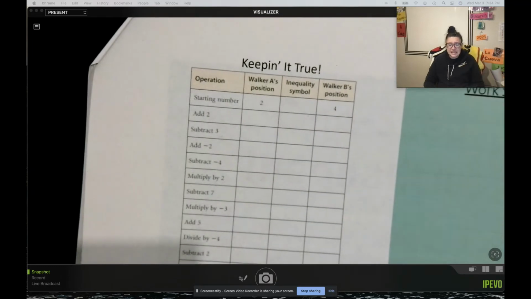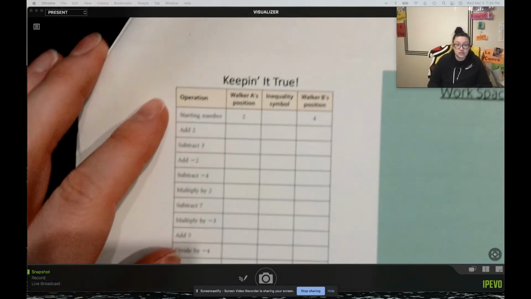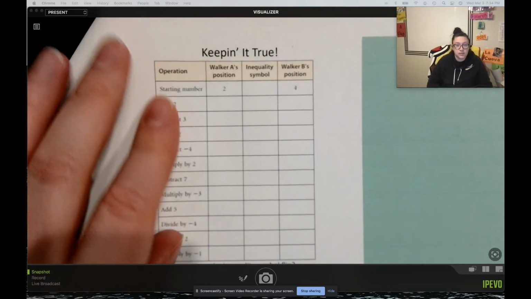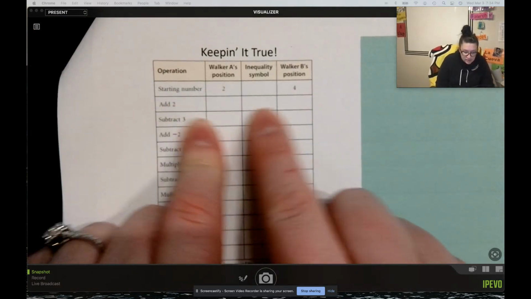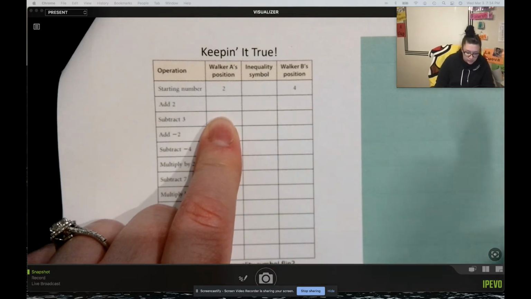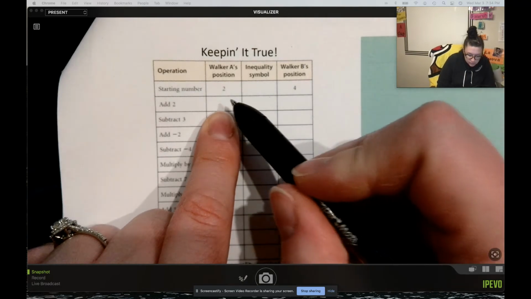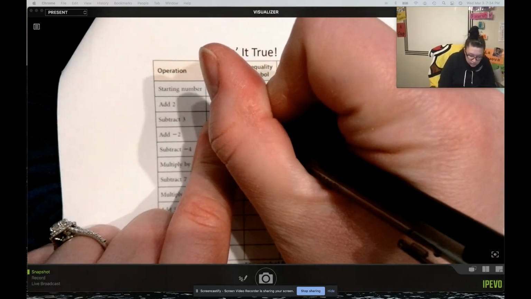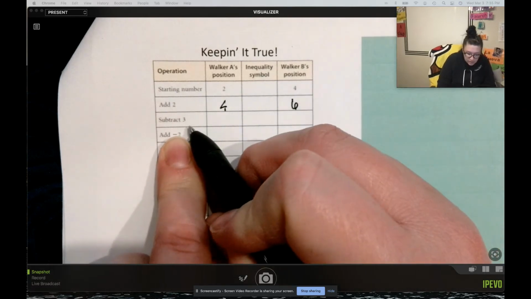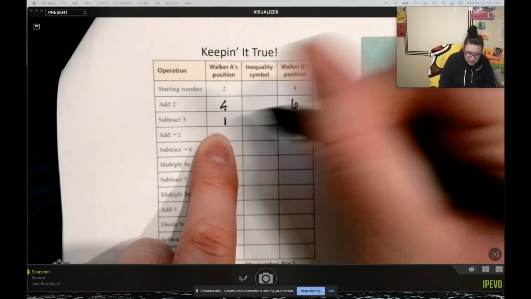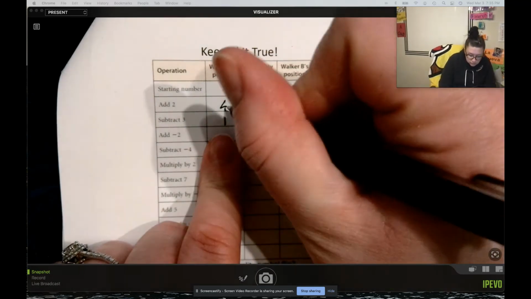If you don't believe me, you can go ahead and pause the video and do this keeping it true activity. What you do is you start with a number, these two numbers, and it tells you what to do. So first, I'm starting with 2 and 4. I want to add 2. So 2 plus 2 would be 4. 4 plus 2 would be 6. Then I subtract 3. I would get 1. I would get 3. And I do that all the way down.